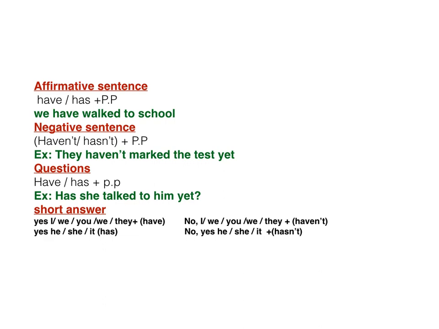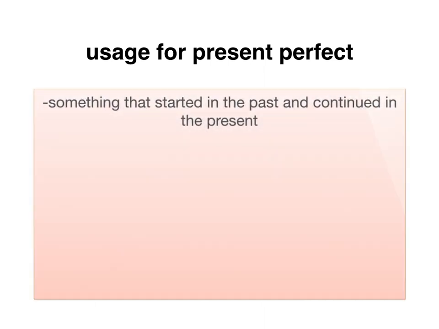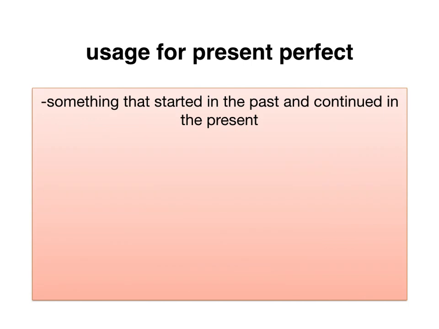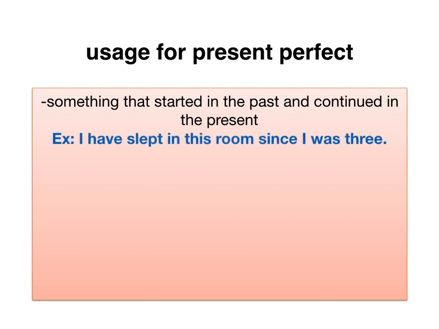Let's move to the usage of the present perfect. We use the present perfect when we talk about something that started in the past and continued in the present. What does it mean by that? Let me give you an example. I have slept in this room since I was 3. It started in the past, which means I slept there when I was 3, and continued in the present, which means I am still sleeping in this room. The action happened in the past and continued in the present.